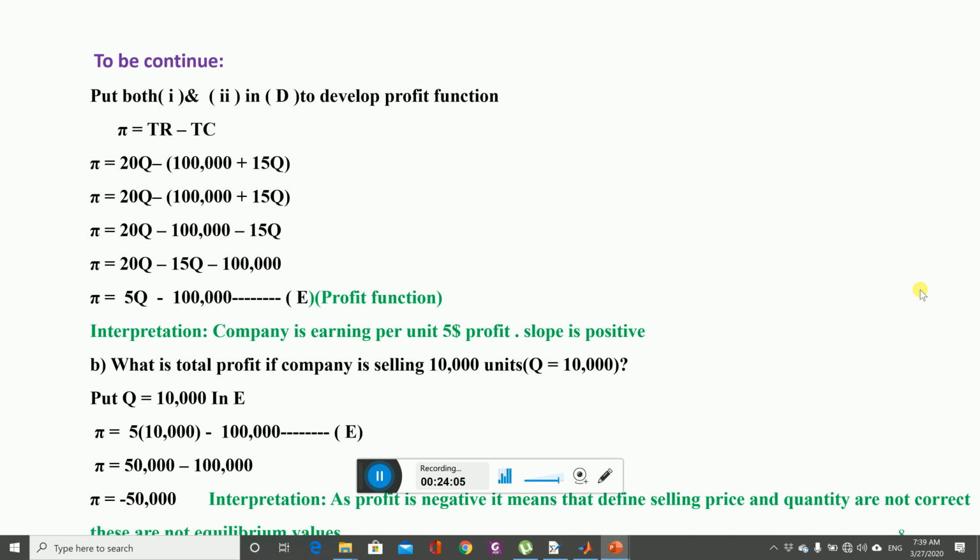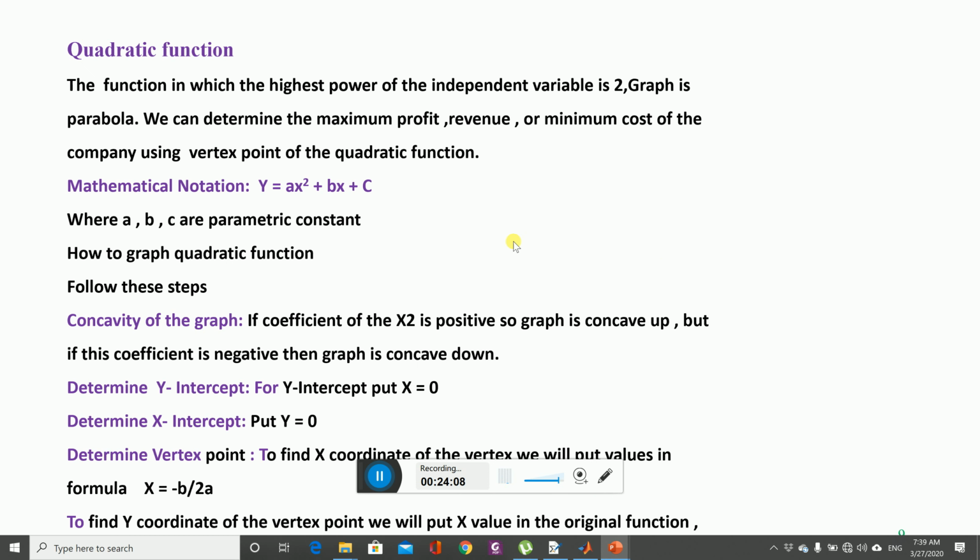So we are proceeding toward the quadratic function. Inshallah, we will discuss it in the next video.